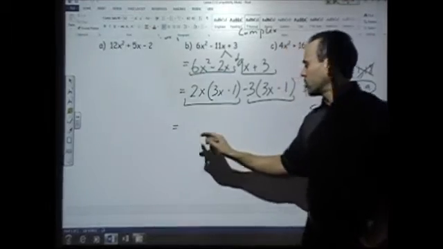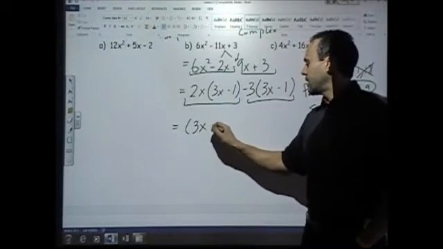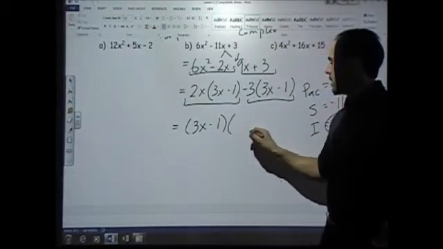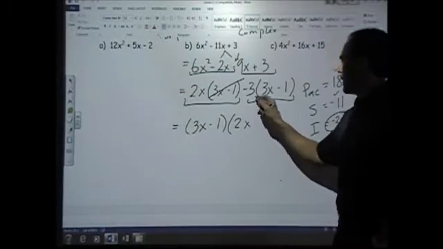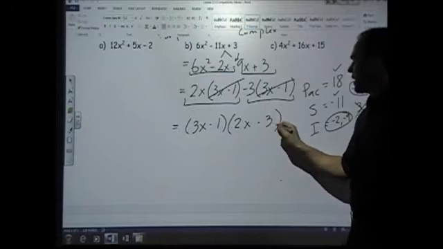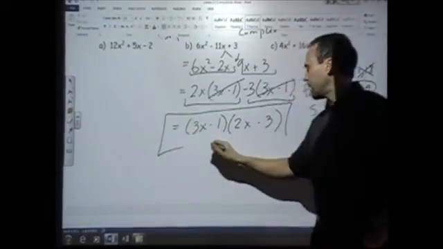So now, between those two brackets, the 3x minus 1 is in common. And if I factor it out from the first one, I'm left with 2x. Factor it out from the second one, I'm left with negative 3. So this is my final answer.